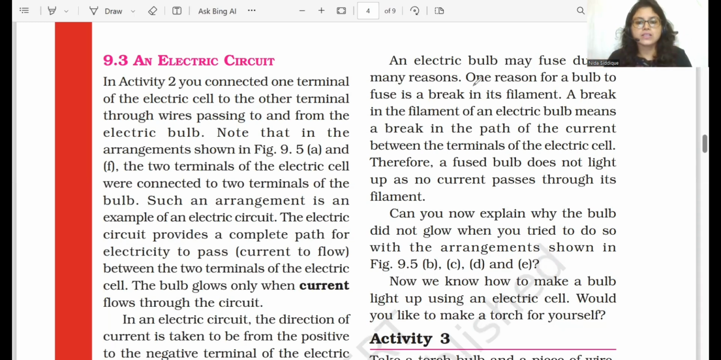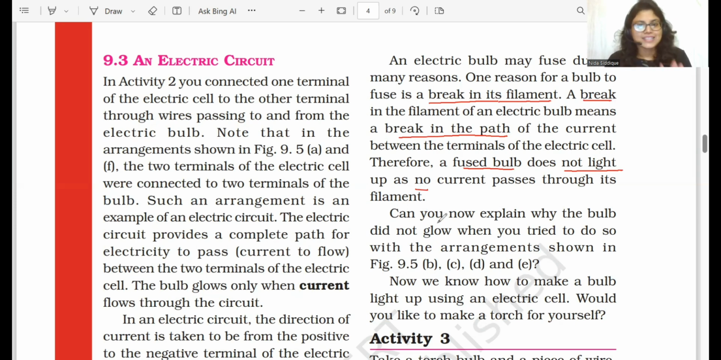So an electric bulb may fuse due to many reasons. One of the basic reasons is that there is a breakage in the filament. अब filament break हो गया. There is a wire which has broken. As a result, the pathway of the current has stopped. Right? वो जो speed breaker है ना वो आ गया बीच में. अब current पूरा flow नहीं हो पा रहा है. And as a result, the bulb is not glowing. So a break in the filament in the electric bulb means there is a break in the path of the current between the two terminals of the electric cell. And therefore, a fused bulb will not produce light because there is no current passing through the filament.